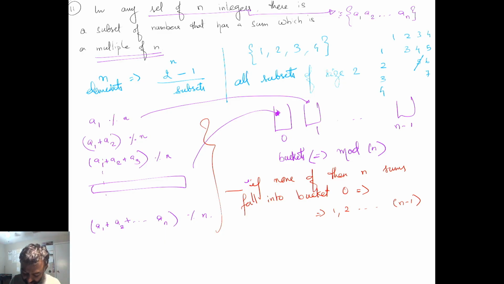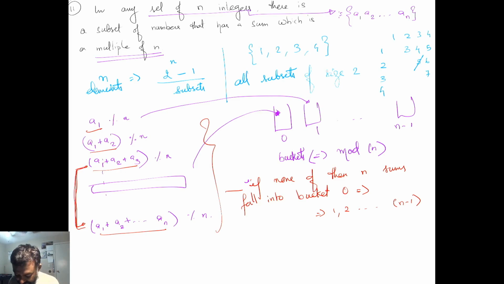Starting with a1, then a1 plus a2, then a1 plus a2 plus a3, etc., up to a1 through an. So there are n sums falling inside n minus 1 buckets. That means there should be at least one bucket which will have more than one, right? So whichever bucket has those two, you take that. Let's just take this example that these two essentially fell into the same bucket.